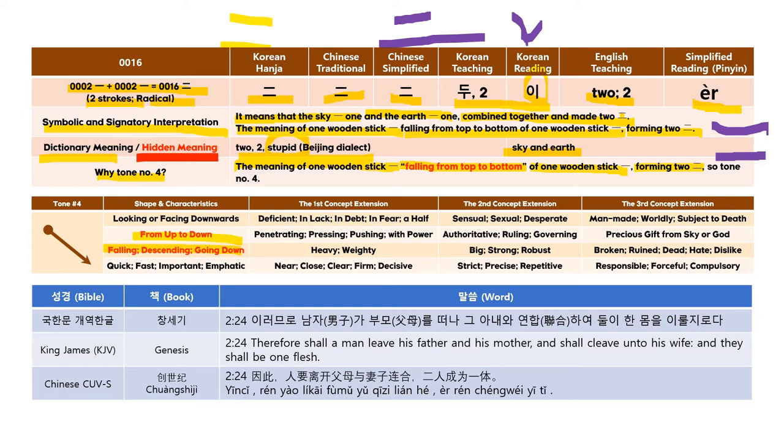Okay, what do you think about this interpretation? If you wish, you may learn the Korean Hanja and English and Chinese characters through Bible verses. This character reminds me of these Bible verses. Therefore shall a man leave his father and his mother, and shall cleave unto his wife, and they shall be one flesh. Yet two people, man and woman, got together, and shall be one flesh. So two became one flesh. It's a very mysterious and wonderful concept, isn't it?